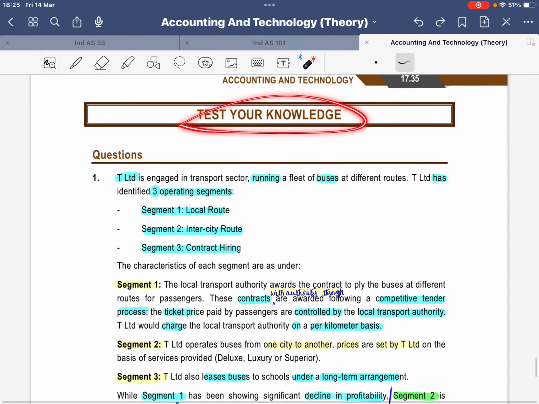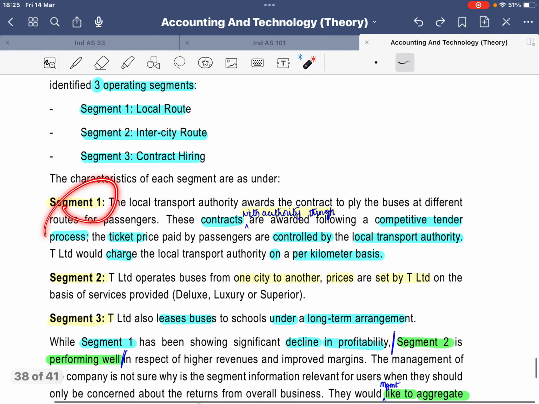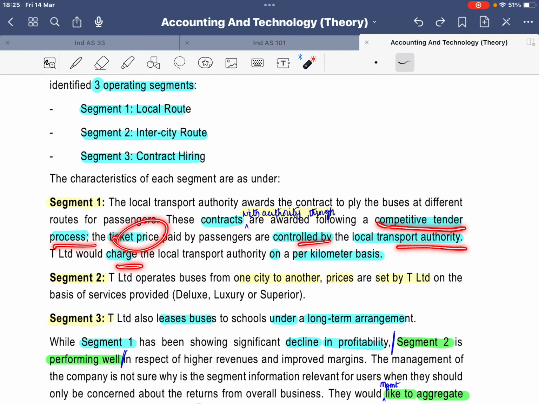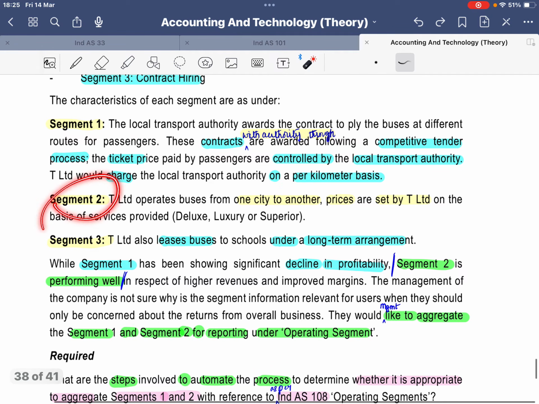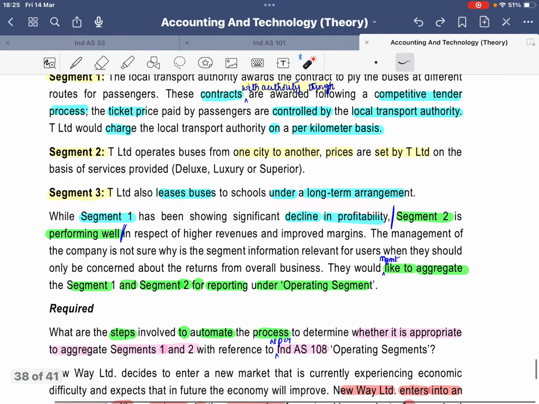Now test your knowledge questions. Question 1. T Limited running buses has 3 operating segments. Segment 1 local route, segment 2 intercity route, segment 3 contract hiring. Segment 1 contracts with authority through competitive tender process. Ticket price controlled by local authority. Charge is on per kilometer basis. Segment 2 runs from one city to another. Prices are set by T Limited. Segment 3 leases buses under long term agreement.